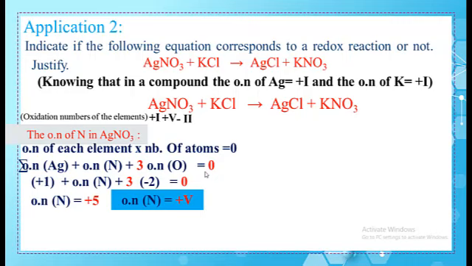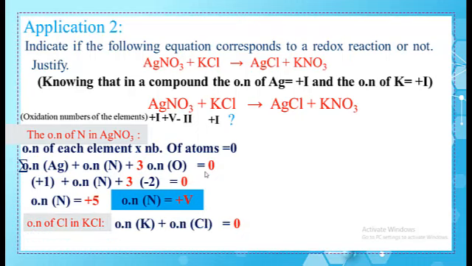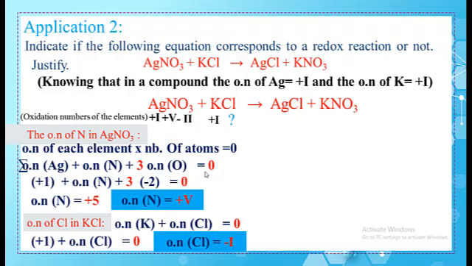The oxidation number of potassium is given +1, but we don't know the oxidation number of chlorine in a compound. So let's calculate it. The oxidation number of chlorine in KCl is equal to the oxidation number of potassium plus oxidation number of chlorine, all are equal to 0. Oxidation number of potassium is equal to plus 1 plus oxidation number of chlorine equal to 0. So the oxidation number of chlorine equal to minus 1. Now we can put minus 1.